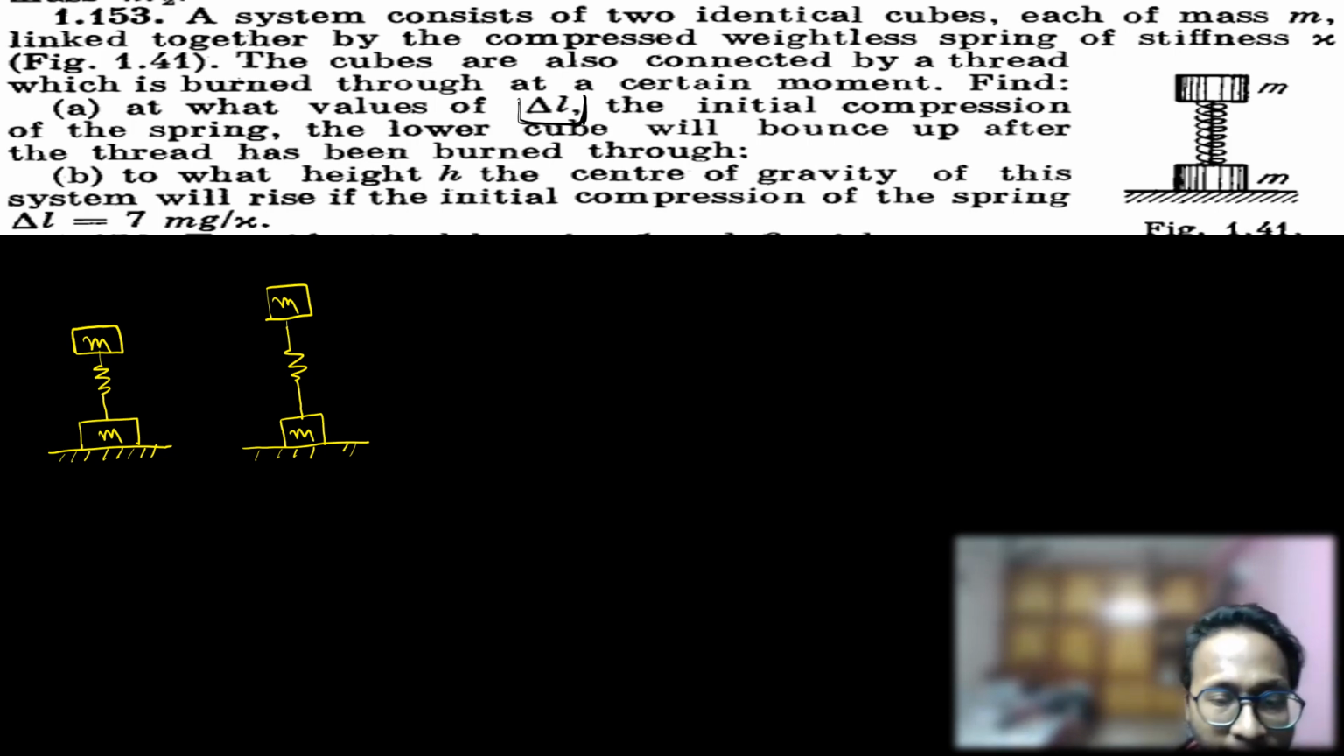Initially this mass M was in a compressed state. As soon as the rope is burnt off, this mass will go above, until it reaches its natural length. After reaching the natural length, will it stop? No, because it has some inherent velocity. This velocity will cause this mass to move more upward.